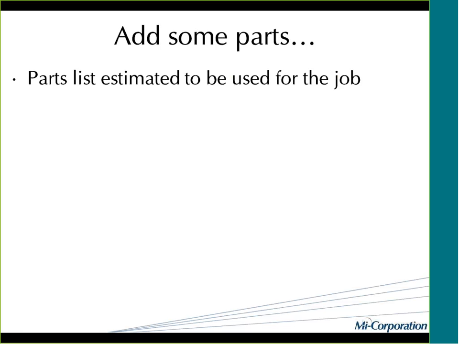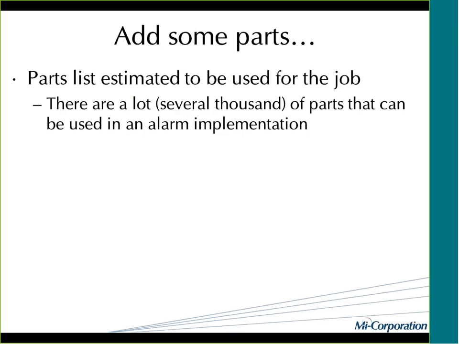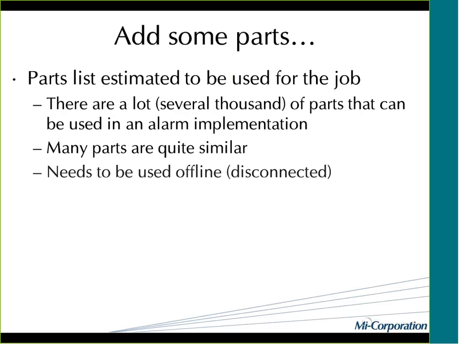So then we start encountering our next challenge, at least a challenge from the perspective of a form. So an important part of an estimate is that a parts list needs to be estimated, right? We're going to go out, we're going to perform some action. In this case, we're going to install or change some sort of security system that exists out there in the world, and we need to know what parts we're going to use. So first off, there are a lot of parts. I didn't know much about the alarm implementation business previously, and I still don't, but I do know that there are several thousand parts that can be used and that they do change fairly frequently, and that most of them are fairly similar in naming conventions.